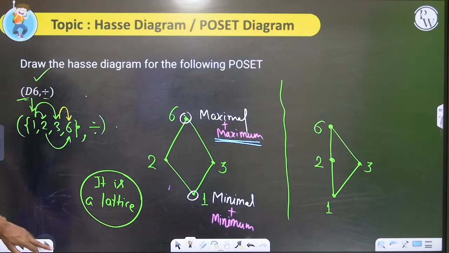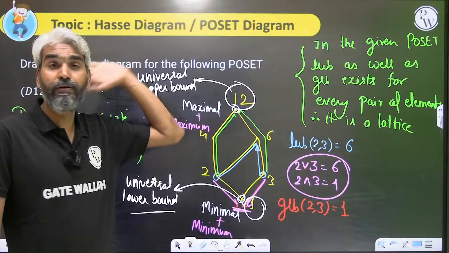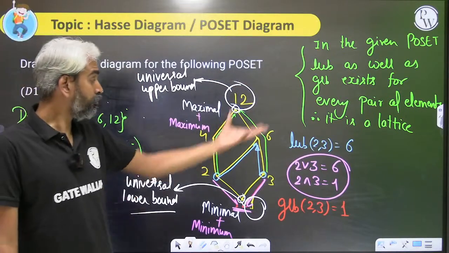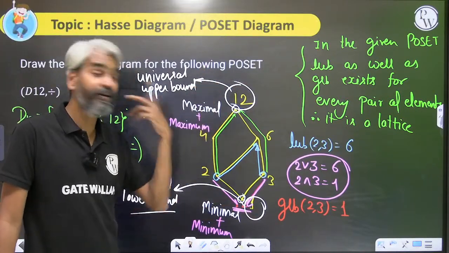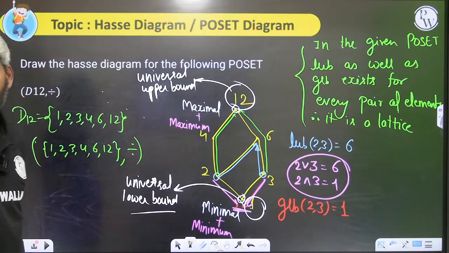Clear? Similarly, if you take the least upper bound of any element of this poset with 12, it will be 12. If you take the greatest lower bound of any element of this poset with 1, it will be 1. Therefore, 1 is the universal lower bound and 12 is the universal upper bound.